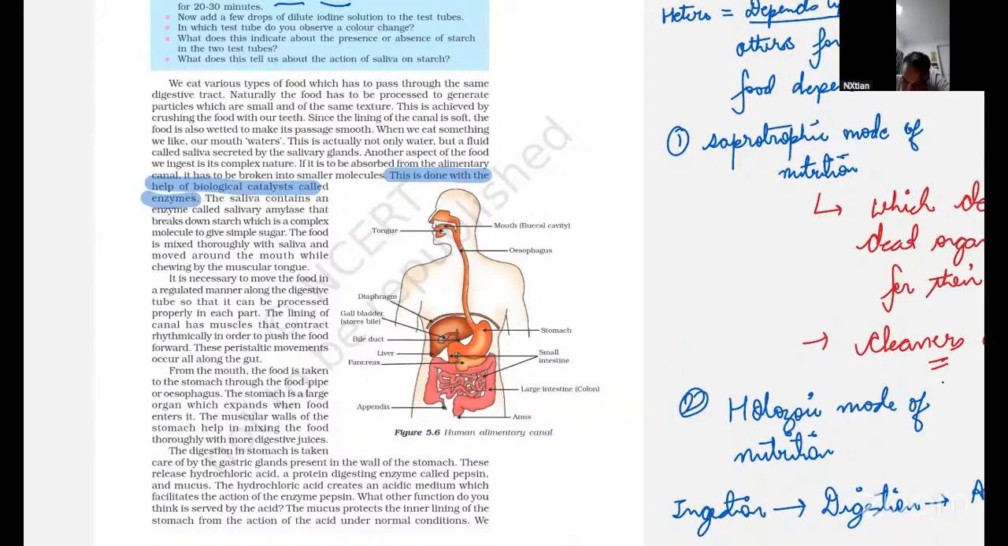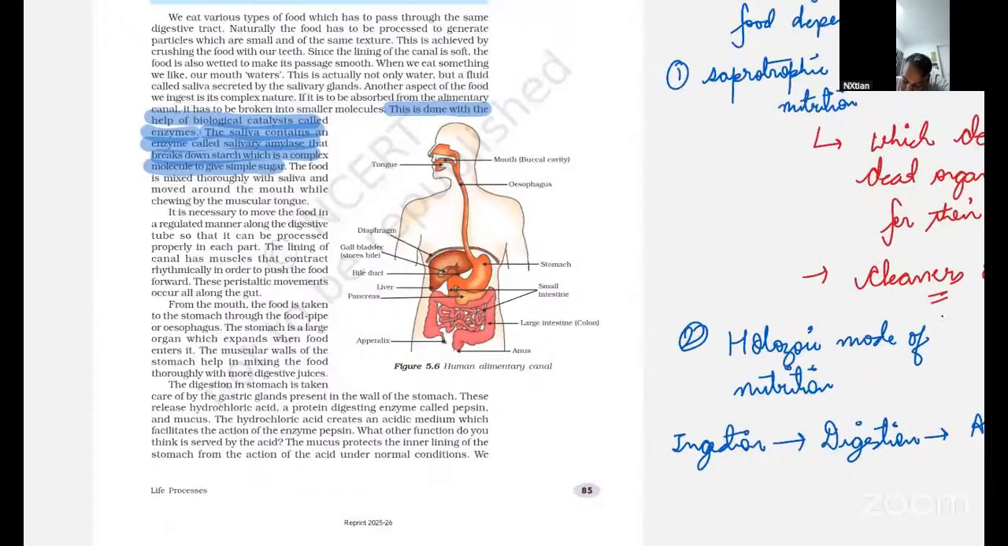The saliva contains an enzyme called salivary amylase that breaks down starch, which is a complex molecule, to give simple sugar. The food is mixed thoroughly with saliva and moved around the mouth while chewing by the muscular tongue. It is necessary to move the food in a regulated manner along the digestive tube so that it can be processed properly in each part. The lining of the canal has muscles that contract rhythmically in order to push the food forward. These peristaltic movements occur all along the gut.